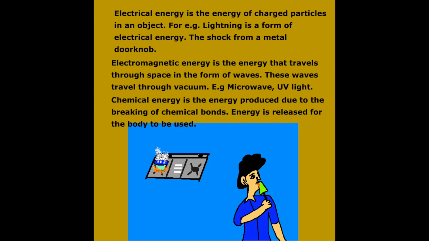Electrical energy is the energy of charged particles in an object. For example, lightning is a form of electrical energy, as is the shock from a metal doorknob.